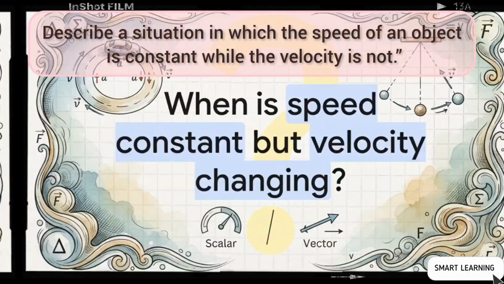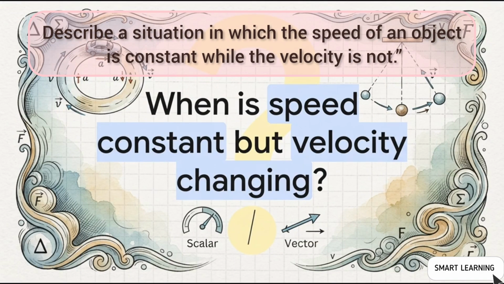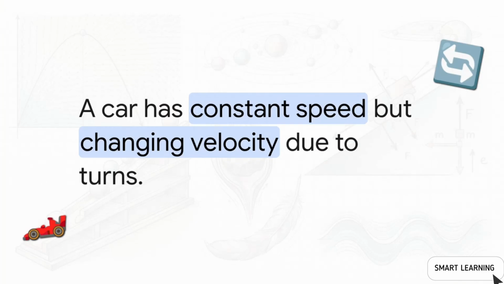Question 5. Describe a situation in which the speed of an object is constant while the velocity is not. This is a classic puzzle to see if we really grasp the difference between scalar and vector quantities. The absolute best example of this is a car driving around a circular track. Remember, velocity includes both speed and direction.